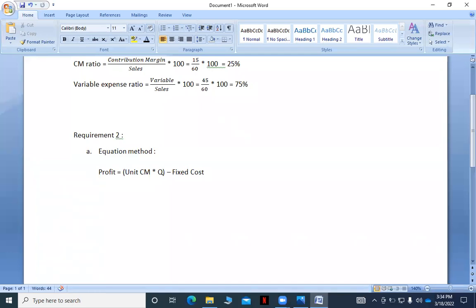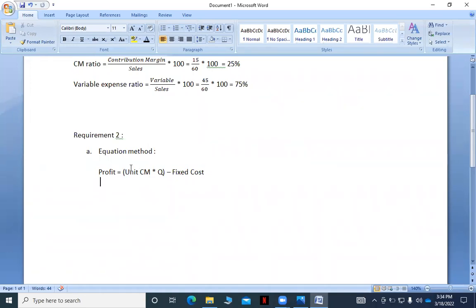Yes sir. This is the break-even point equation formula. Equation means it has two sides. There is an equal to sign and there are two sides. See, there is profit on one side and this is the other side. So this is what we call the equation method.